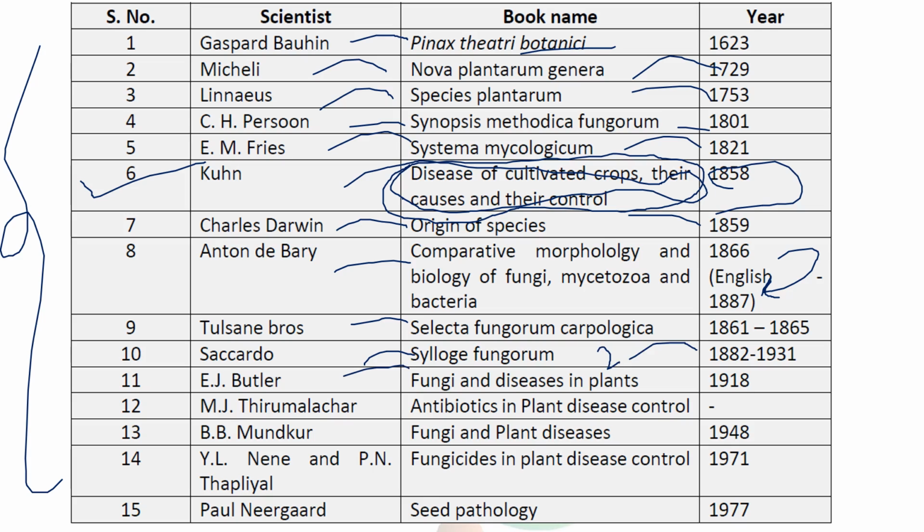E.J. Butler, Fungi and Disease in Plants, 1918. M.J. Thirumalachar, Antibiotics and Plant Disease Control. B.B. Mundkur, Fungi and Plant Disease, 1948. Y.L. Nene and P.N. Thapliyal, Fungicides in Plant Disease Control, 1971. Paul Neergaard wrote two volumes, Seed Pathology, 1977. The first volume is completely about the subject, and the second volume contains only the references related to the first volume.